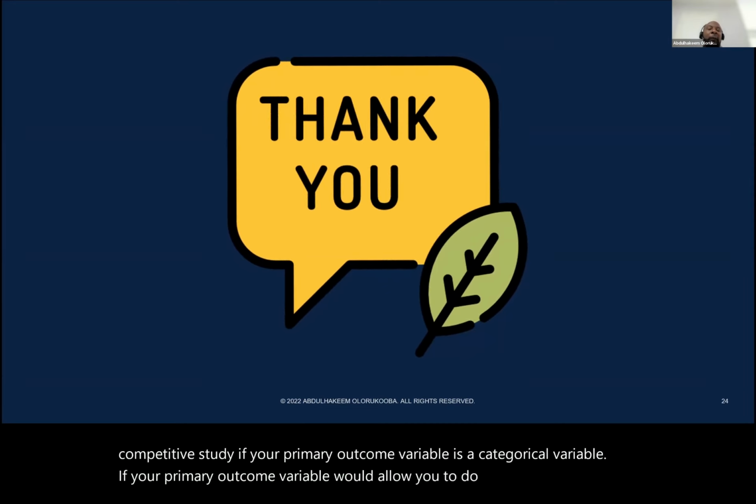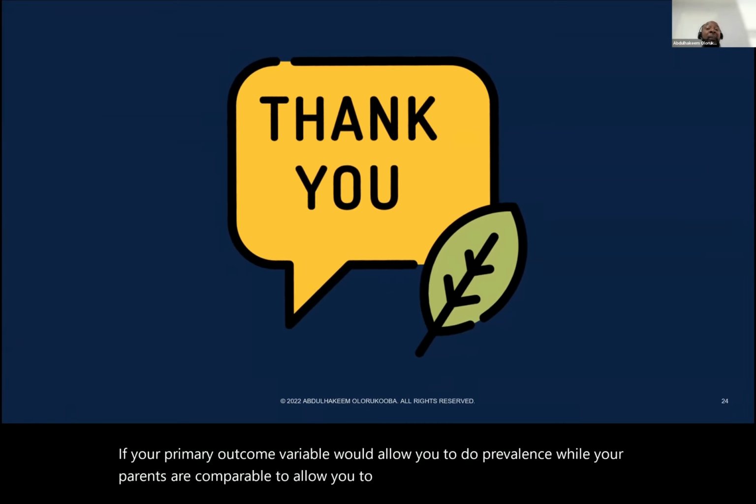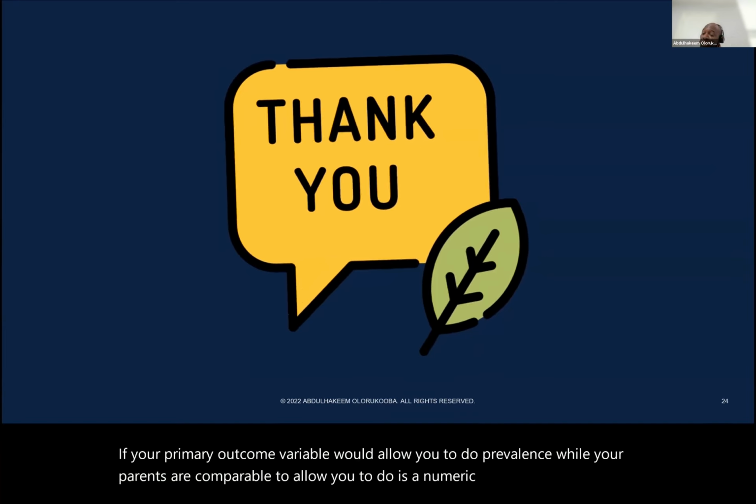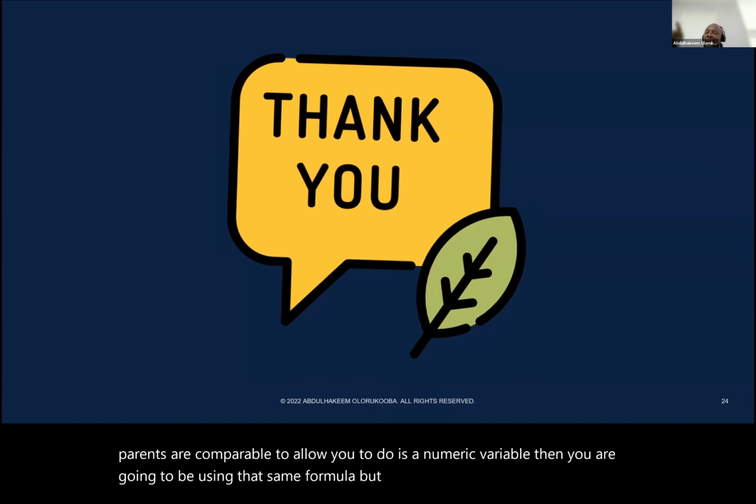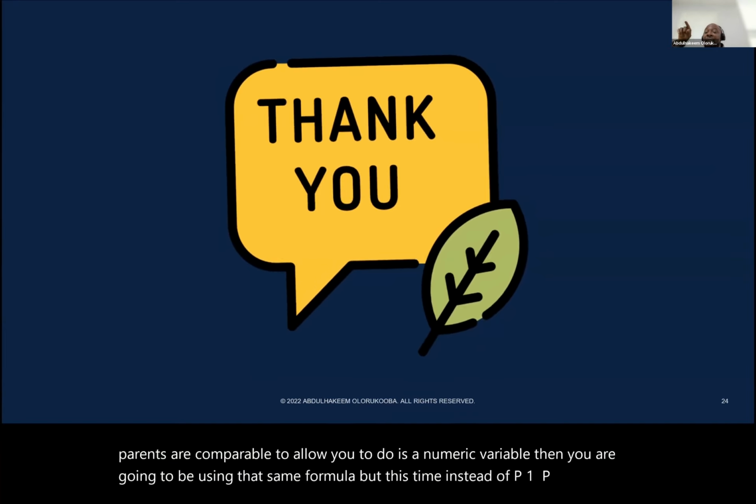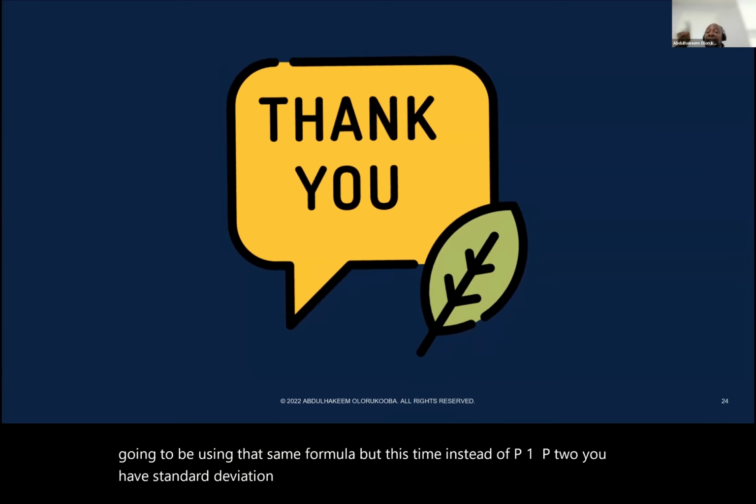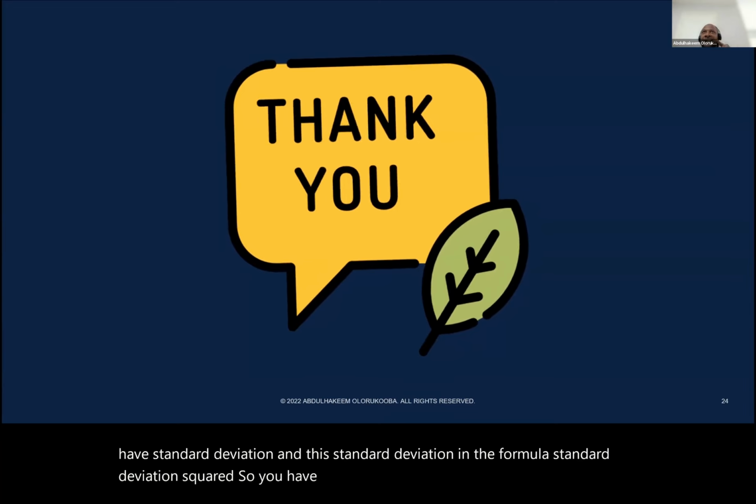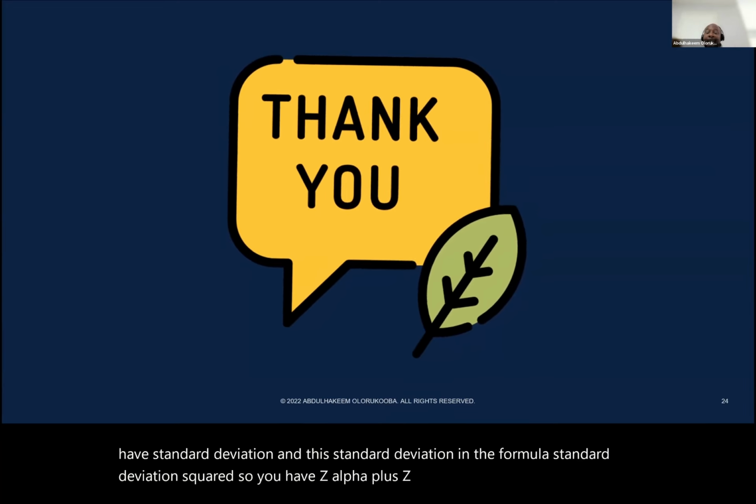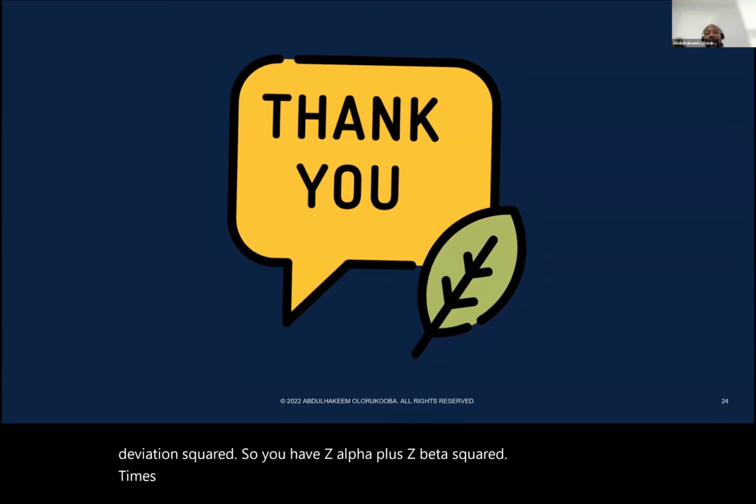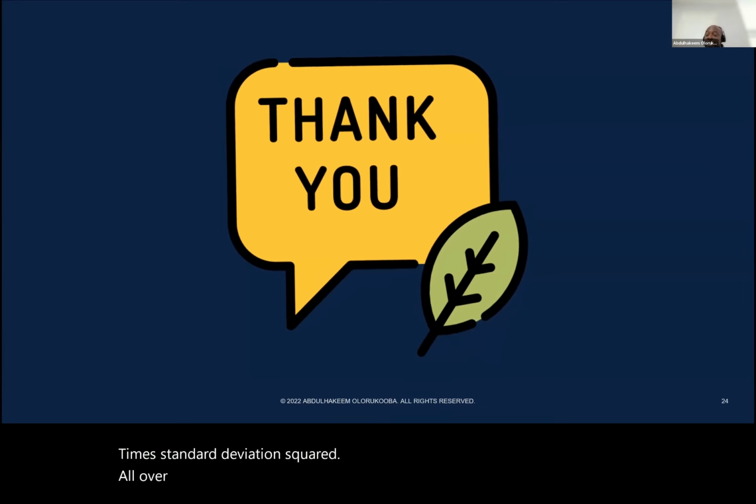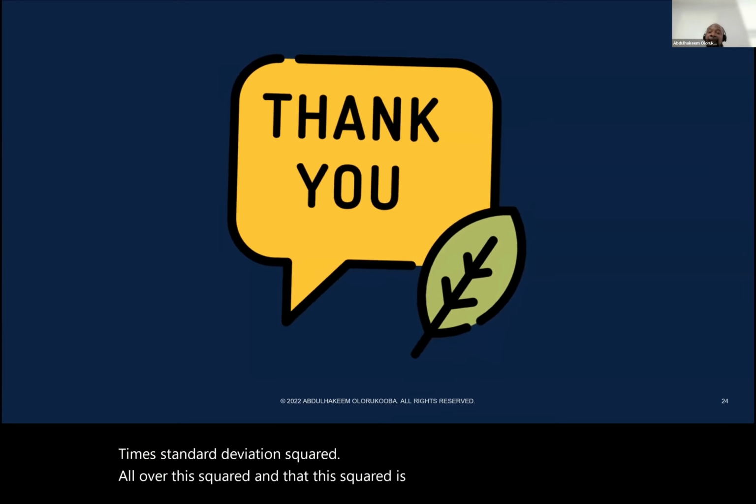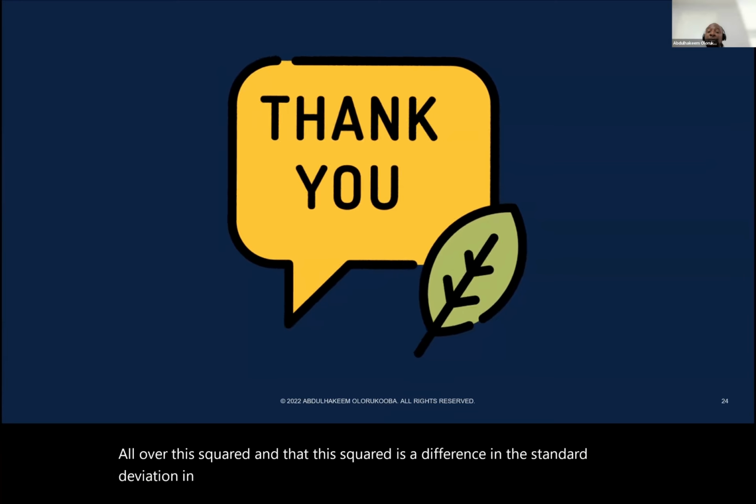But if your primary outcome variable is a numeric variable, then you are going to be using that same formula, but this time instead of P1 minus P2, you have standard deviation. And this standard deviation in the formula is standard deviation squared. So you have (Z alpha plus Z beta) squared times standard deviation squared, all over D squared. And that D is the difference in the mean values for the two groups. So the formula is there.